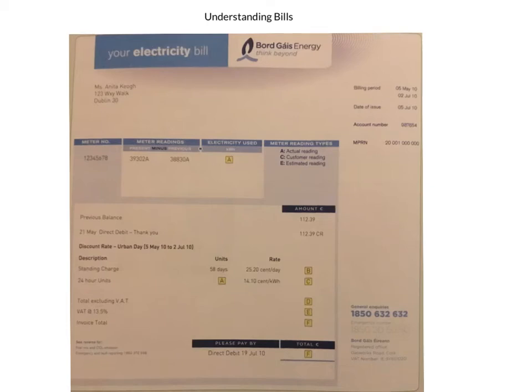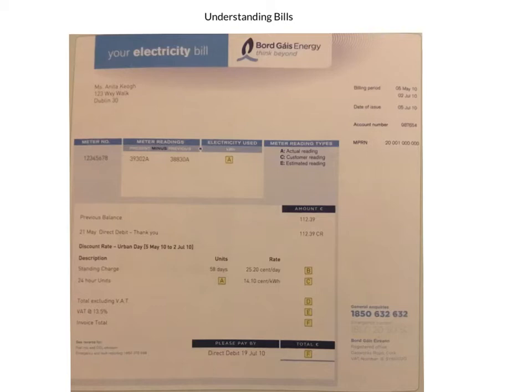Hi everyone, so in this maths video what we're going to do is look at a sample electricity bill, and this one is taken from the Active Maths 1 textbook. And we're going to try and figure out what each section of that bill means. So there's a bunch of things left blank here.